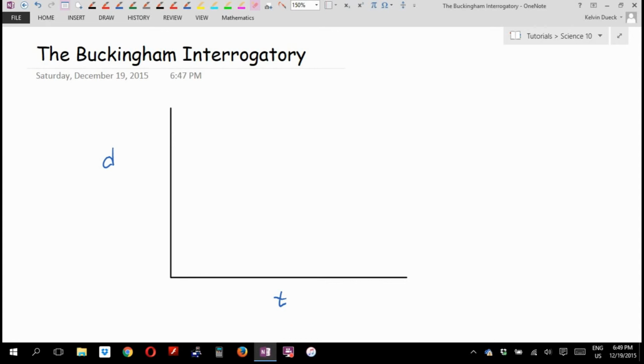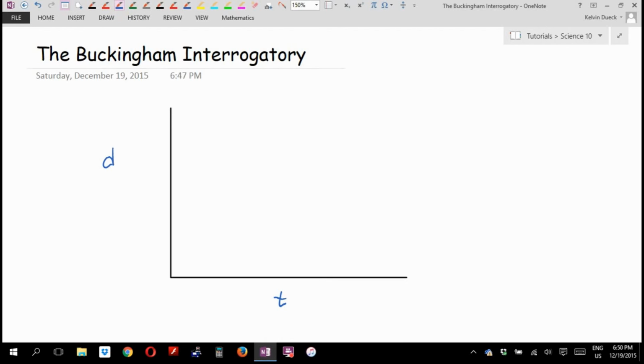Okay? And where does velocity show up on a displacement or position versus time graph? The slope. So if you have a positive slope, you're going forwards. If you have a negative slope, you're going backwards. And the steepness of the slope is how fast you're traveling. So let me give you an example.